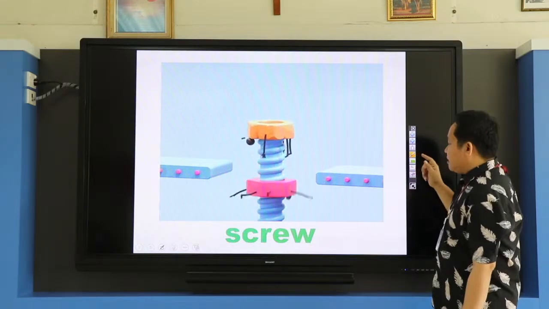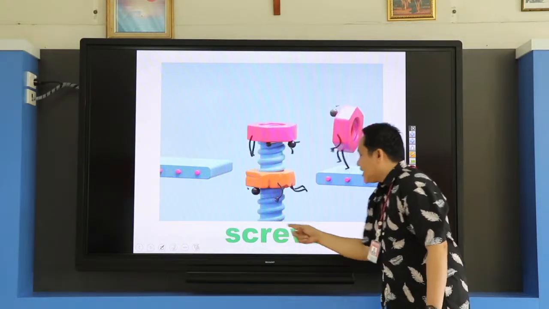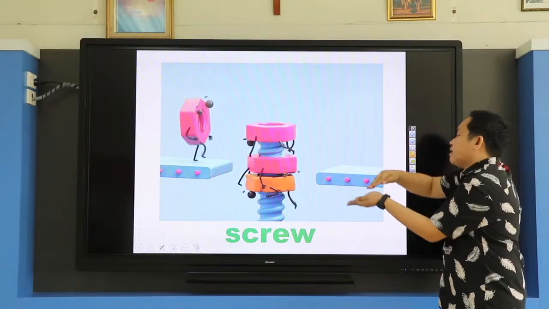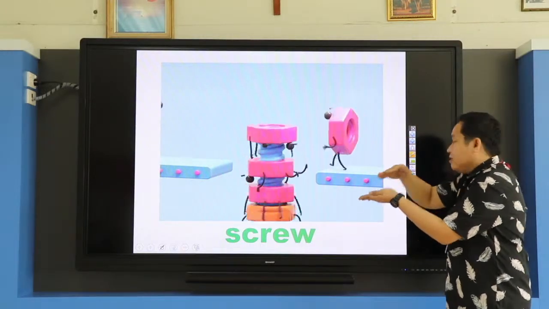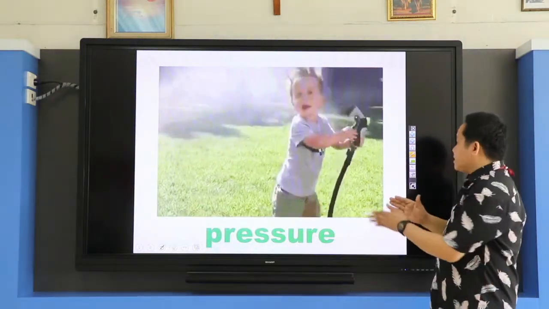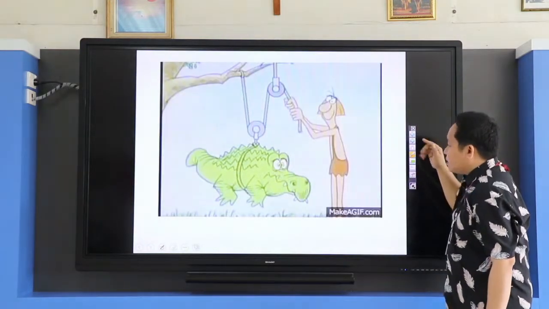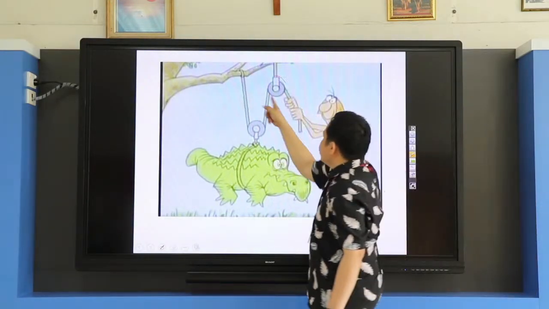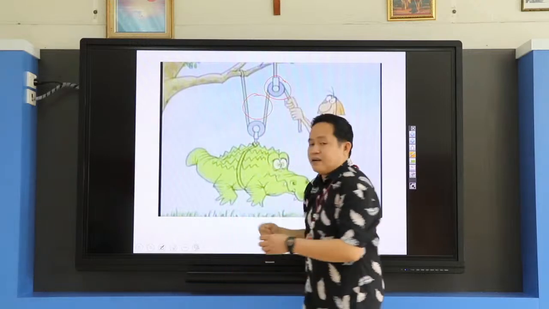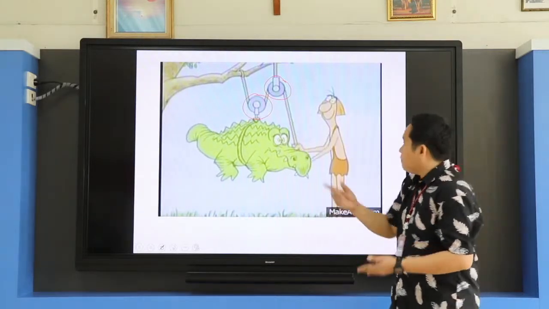And we've learned about simple machines. This is a screw. It needs to be rotated so you can fix two things together. Maybe a wood in a wood or a metal in a metal. This is pressure. Pressure is hydraulic pressure, water pressure. This is a pulley. A pulley makes you carry a load that is heavy become less heavy because of this.